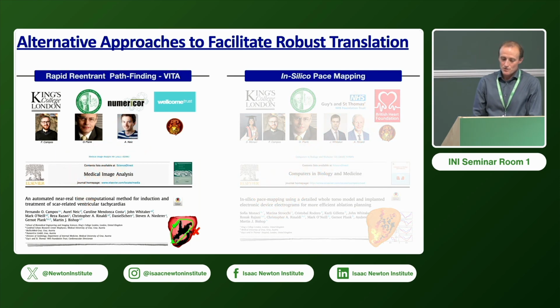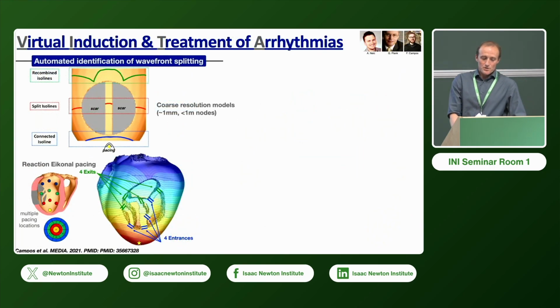So the first of these, the one I'm going to be talking about, is the one where we're trying to identify clinically relevant VT circuits, but in near real time. It's termed Vita, which is the name that my postdoc came up with, and it's kind of stuck. In essence, it's a simplified approach, and what we do is we use reaction eikonal pacing. This allows us to use much more coarse, much more computationally lightweight models, which means it's just a lot faster. We pace in multiple places, and every time we pace, we keep track of the wavefronts, so the isosurfaces of the wavefronts. Every time those wavefronts split up, these define the entrances of the isthmuses, and when they recombine, they define the exit sites of these isthmuses.